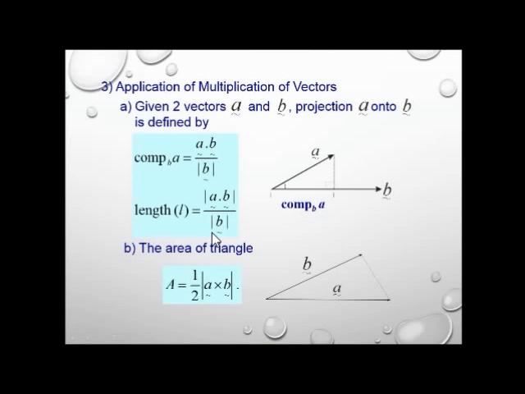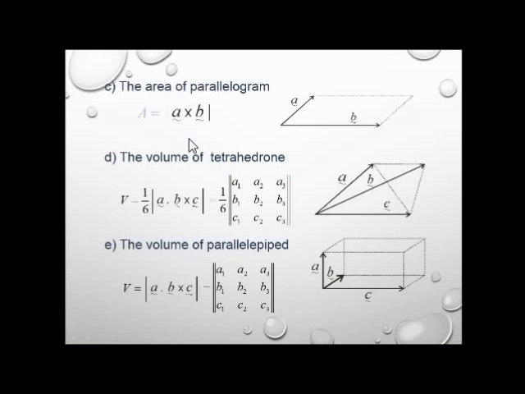Similarly, the area of a triangle can be calculated as half the modulus of A cross B. So A cross B actually gives the area of the whole parallelogram formed by these two vectors. So for calculating the triangle, we get half of A cross B. The area of a parallelogram using the two vectors is given as modulus of A cross B.